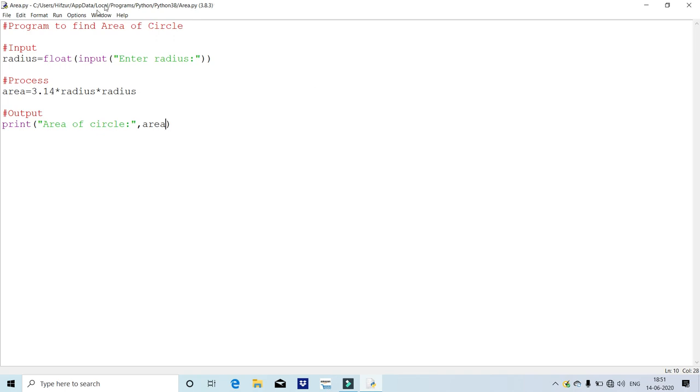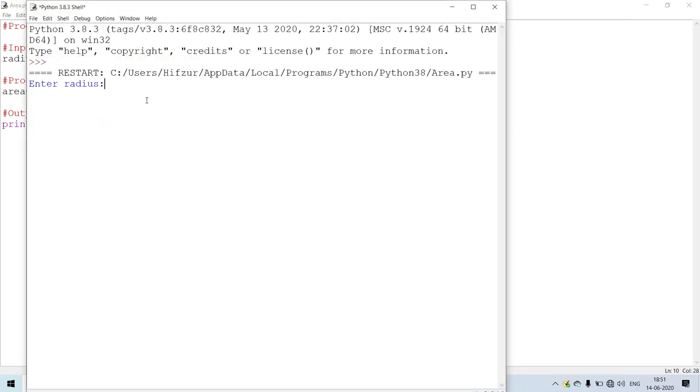Saving it and running it. So entering the radius as 5. So the area of circle is 78.5 square units.